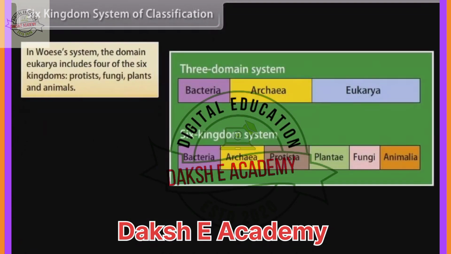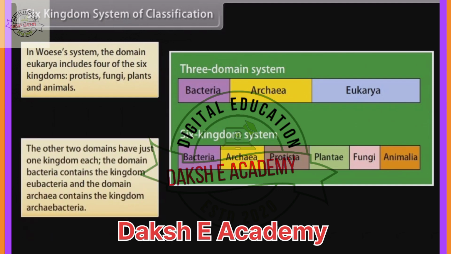In this system, the domain eukarya includes four of the six kingdoms: protists, fungi, plants, and animals. The other two domains have just one kingdom each. The domain bacteria contains the kingdom eubacteria, and the domain archaea contains the kingdom archaebacteria.